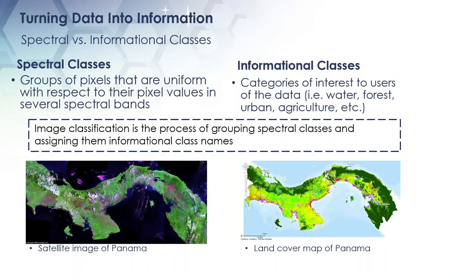When we conduct a land cover classification, we are essentially turning spectral classes, or the reflectance values of each pixel, into informational classes. So for example, we know that vegetation reflects highly in the near-infrared wavelength, and water does not. So we can use the spectral signatures to create categories like vegetation and water. Here's an example of a satellite image on the left and the land cover map on the right from Panama.